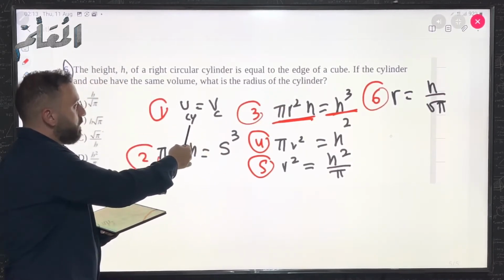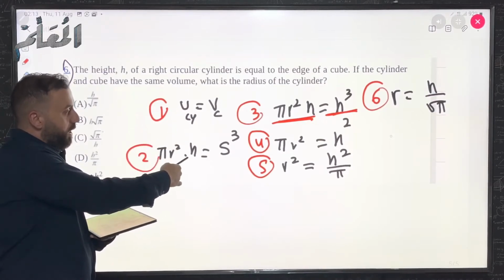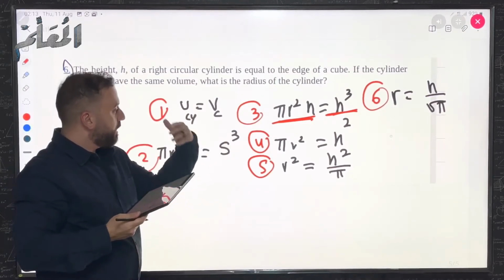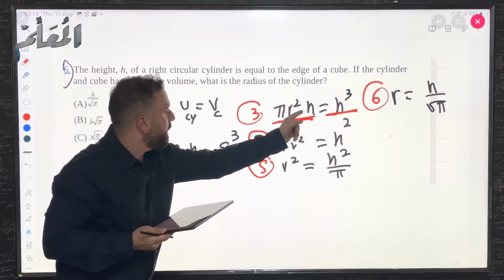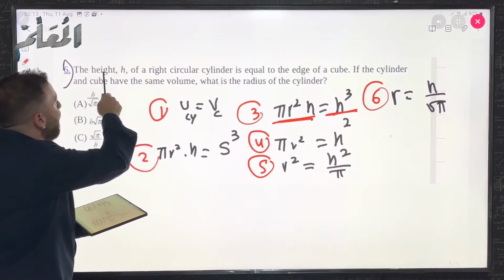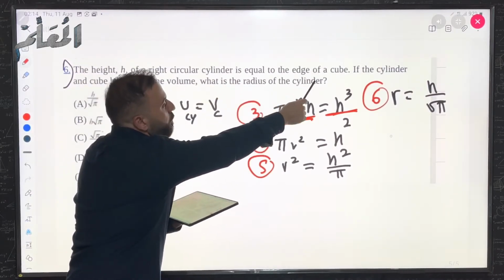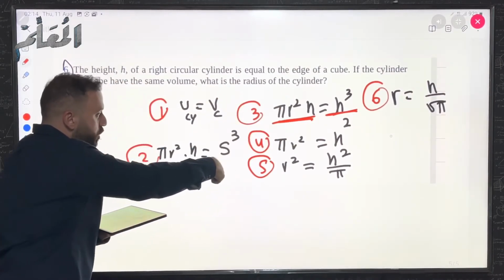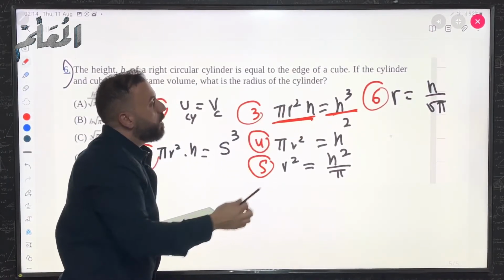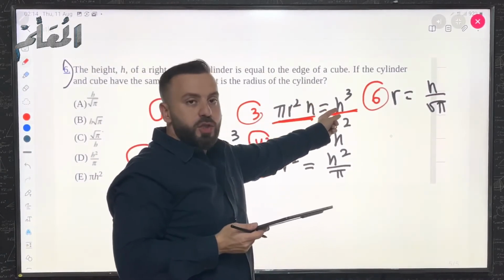Since the volume of the cylinder equals the volume of the cube, then the volume of the cylinder, pi r squared times height, is the volume of the cube, which is side cube, okay? And the third step, pi r squared times h is equal to h cube. Why is it h cube? Because it's mentioned the height of a right circular cylinder is equal to the edge of the cube, which means that I can remove the edge of the cube, which is the side, and replace it with the edge h here. Okay, so pi r squared times height is equal to h cube.